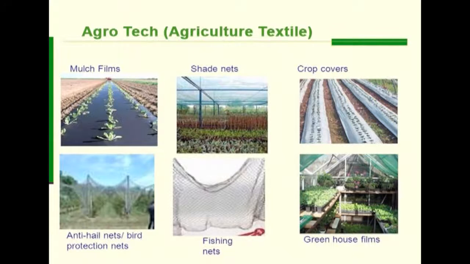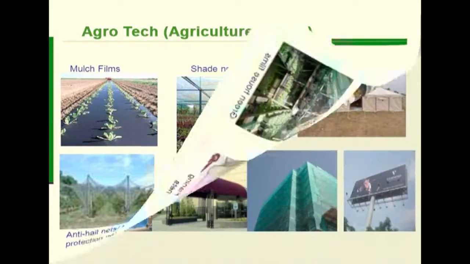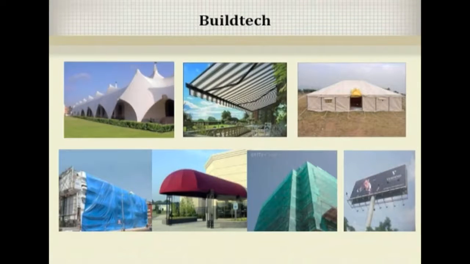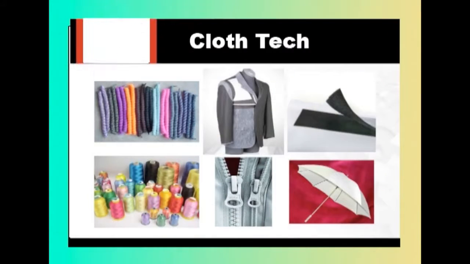Based on usage, there are 12 technical textile segments. Let us know what they are. The first one is agrotech, which is related to agricultural textile. The next is buildtech, which is related to building and construction fields. The next is clothtech. It deals with technical components of clothing and footwear.